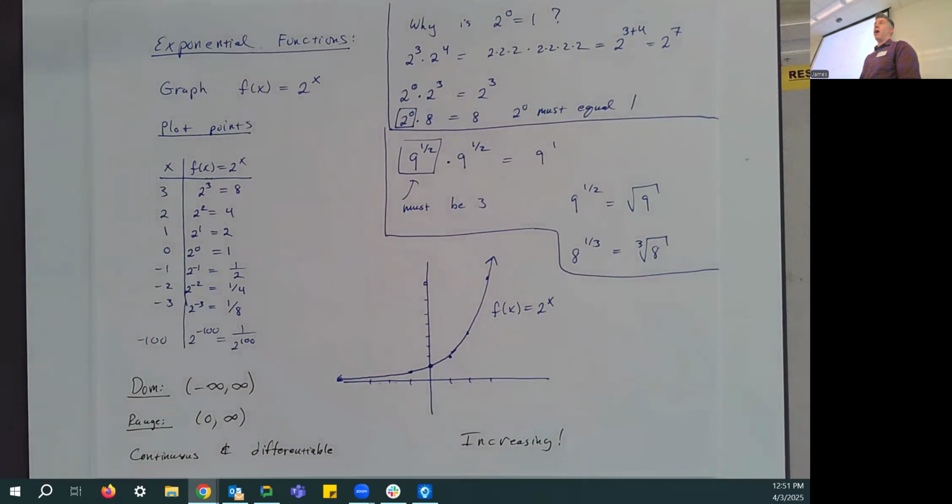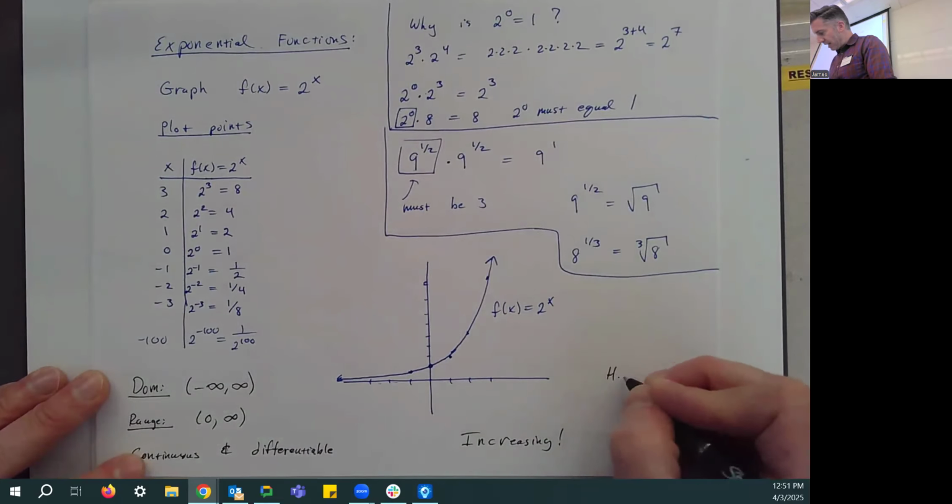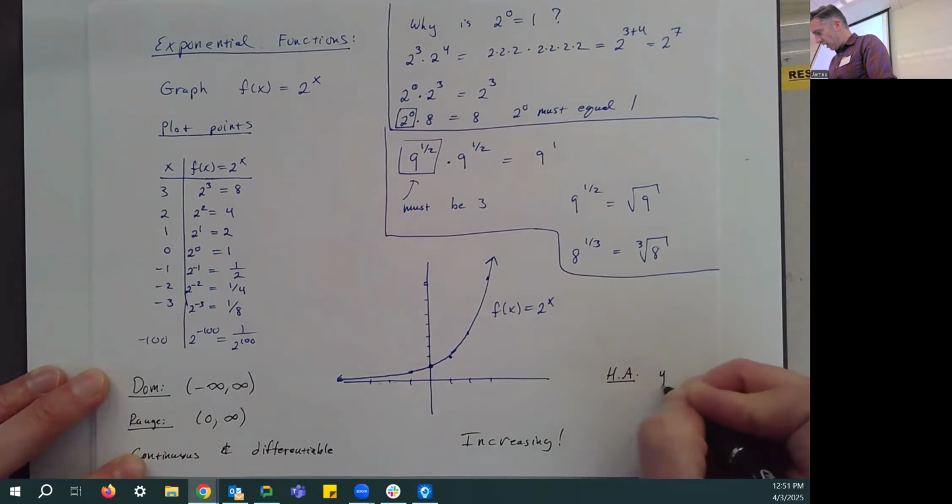All that means graphically is from left to right, the y values get higher. A function is decreasing if from left to right, the y values get lower. There is a formal definition of it, but it's not super important. I don't think we need to write that down right now. Oh, and one last thing. We have a horizontal asymptote, and it's y equal to 0.